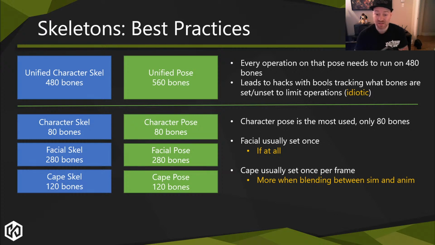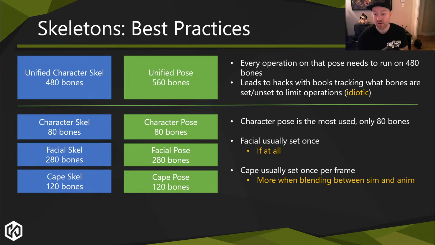For the cape, it's the same thing. You basically set that once per frame at the end of the frame, and that's either coming purely from animation, or it's coming from your sim, or it's a blend of the two. So there's maybe a couple more operations, but it's not that many. Whereas for your character, we have cases where we do 20, 25 blends per frame when we're doing multiple transitions. And there you want a very small set of bones where all of them are mostly used, so that you can basically have one pose that you know the size. You can basically optimize your operations there.